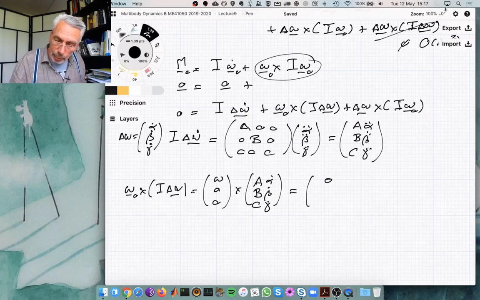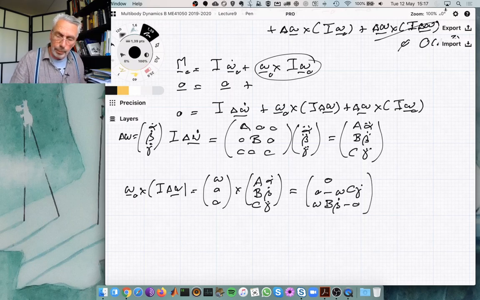Then the second part is 0. So that's 0 minus omega times C times gamma dot. Yeah. And then the last one is omega times B times beta dot minus 0, yeah.